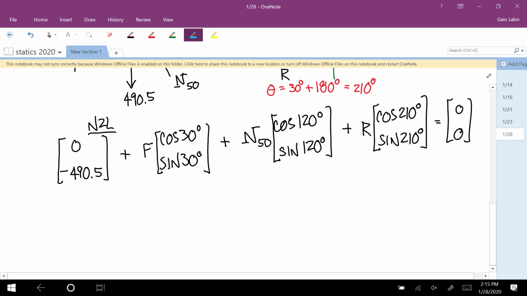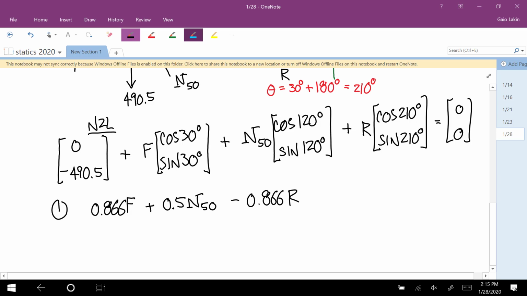So that gives two equations. The first one says 0.866F plus 0.5 N50 minus 0.866R is equal to 0.